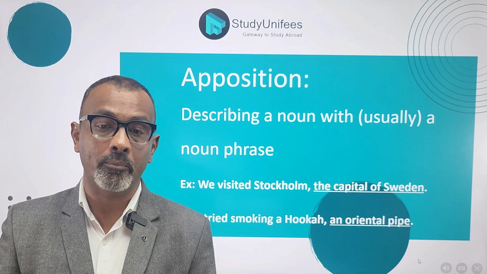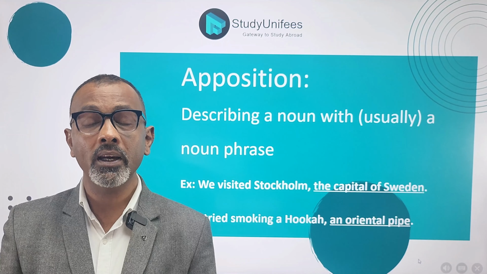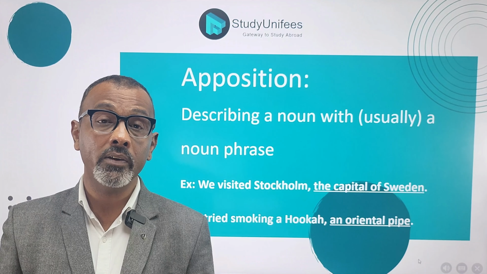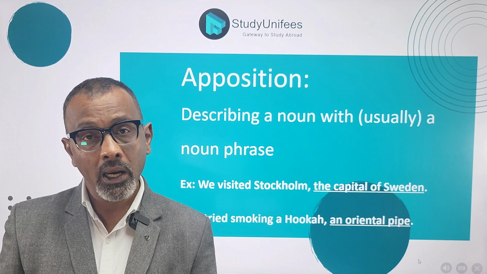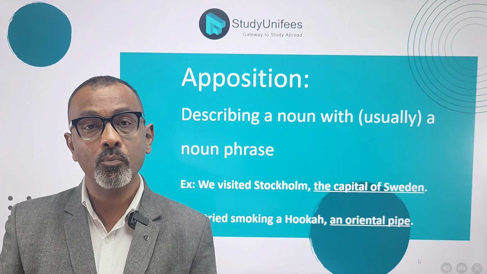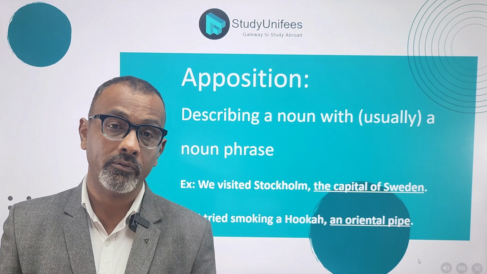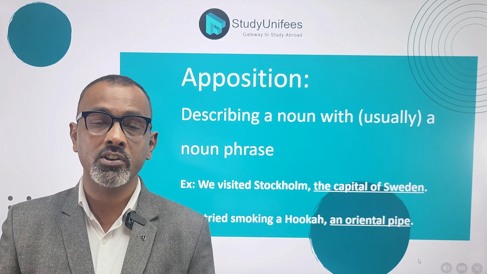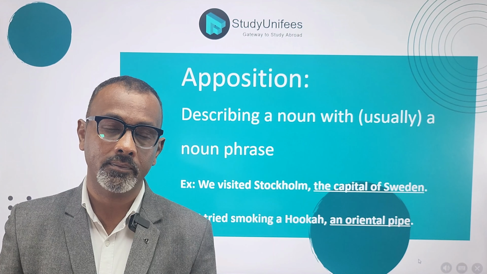Another kind of apposition is when you describe the object of the sentence. Look at the first example. We visited Stockholm, the capital of Sweden. The independent clause here is we visited Stockholm. However, the appositive, the capital of Sweden, gives us more information about the object, which is Stockholm. So you can use this kind of apposition to describe objects in your sentences.